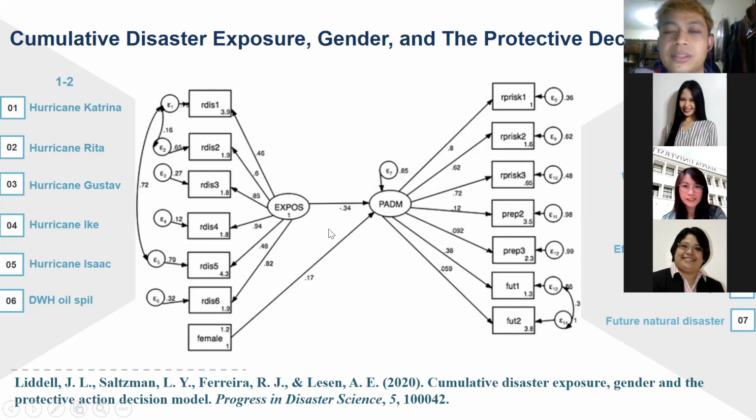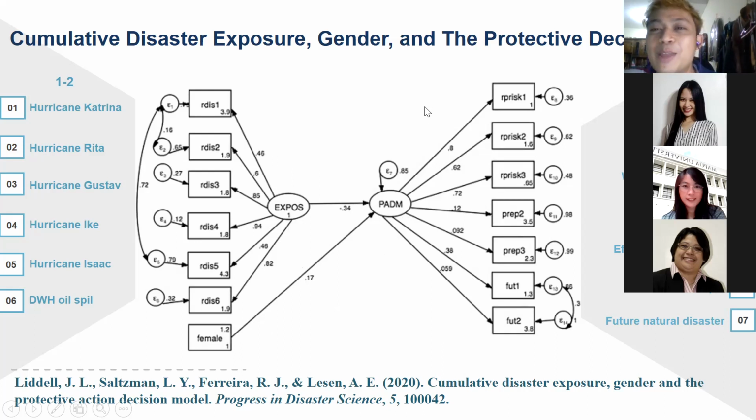Okay, protective. So this one, female is more protective. Yes, we're more protective. And then this is exposure. The exposure will affect the protective action decision model. But this is very simple, right?